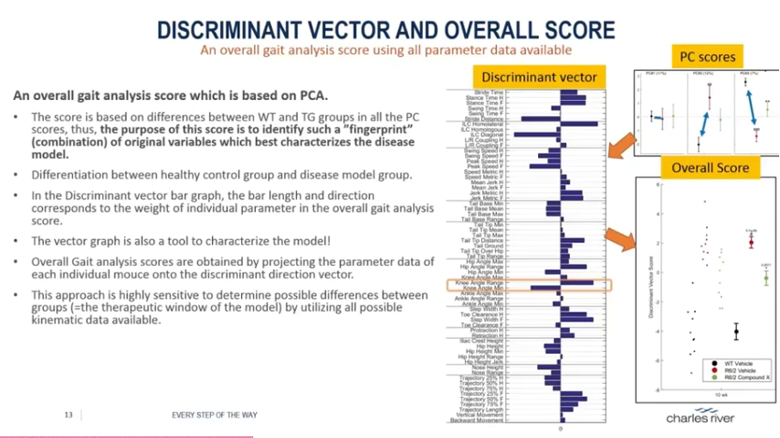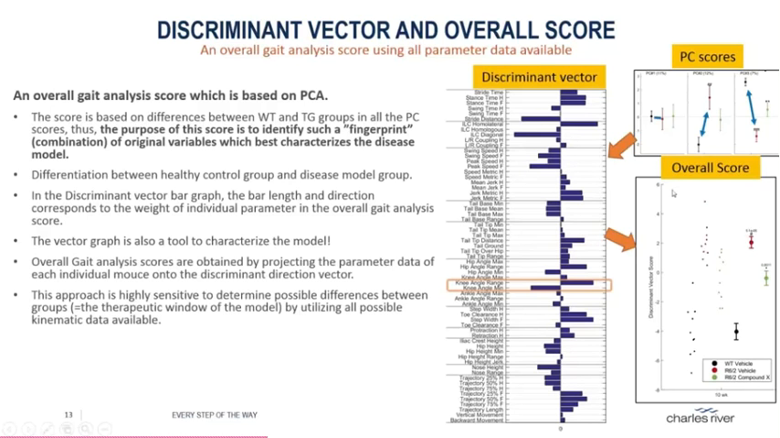Okay, in the previous slide, we managed to condense our 100 parameters into 10 PCs. And here we introduce a PCA-based overall gait analysis score, which further compacts the information and also characterizes the disease model. First, the score is based on differences between healthy control group and the disease model group. The aim here is to identify such a fingerprint or combination of original variables which characterizes the disease model in best possible way and differentiates the 2 groups.